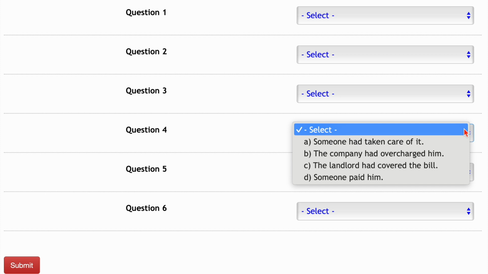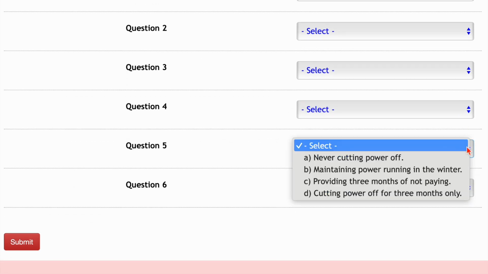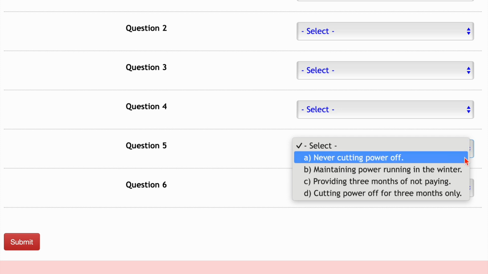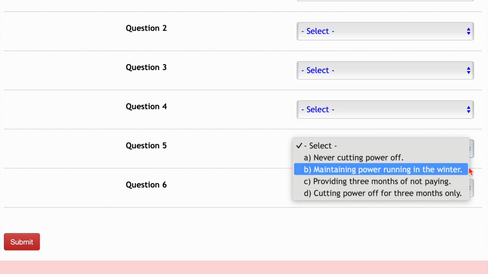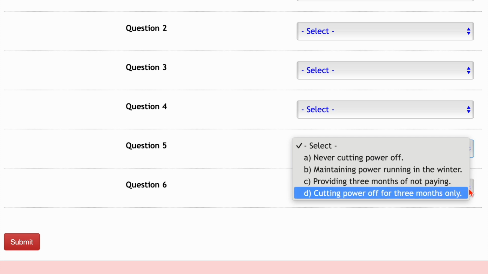Question 5. Which power company policy is the man happy with? Never cutting power off, maintaining power running in the winter, providing 3 months of not paying, cutting power off for 3 months only.